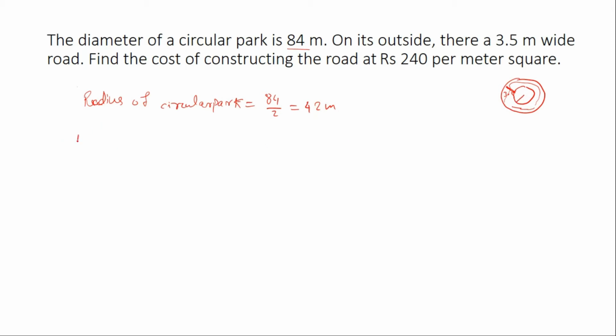Next, the radius of outer circle is 42 plus 3.5. Why? Because this road is 3.5 meter wide. So it will be 45.5 meter.